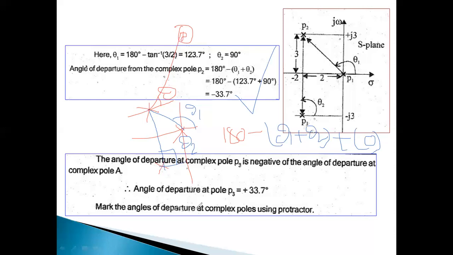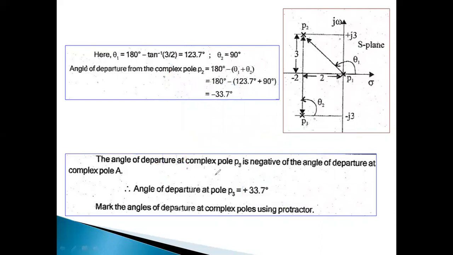Similarly, no need to calculate for this pole. If it is minus 33, you will get positive plus 33, since these are complex conjugate poles and symmetrical about the real axis. That's why no need to calculate again. Simply you can put plus 33 here. Just note down this one. Okay, so next.